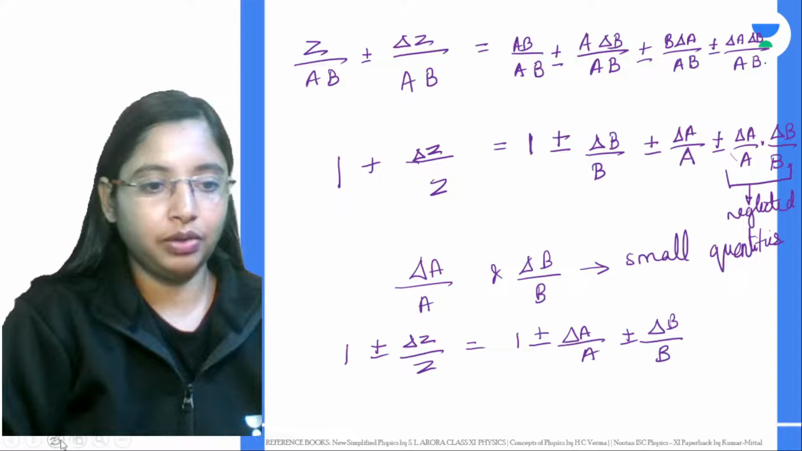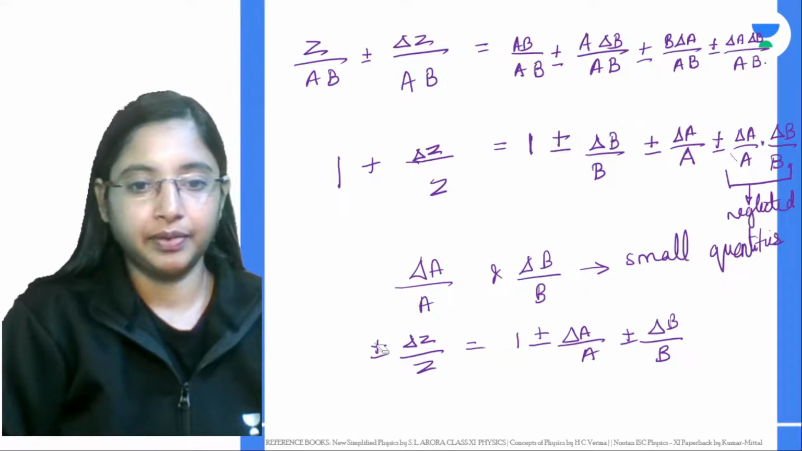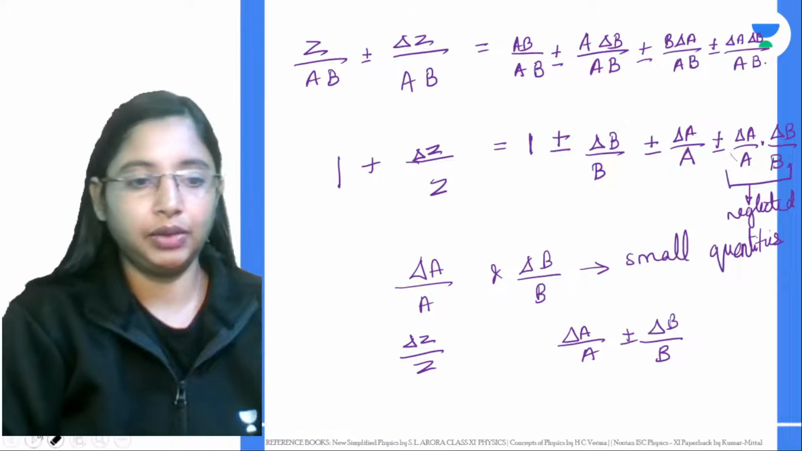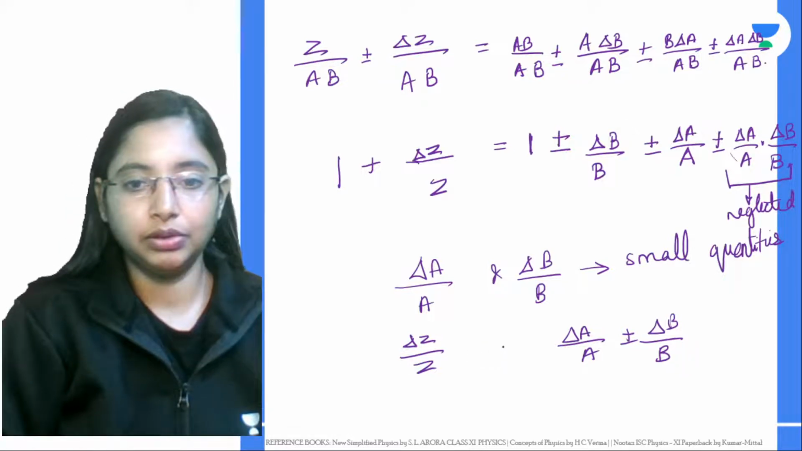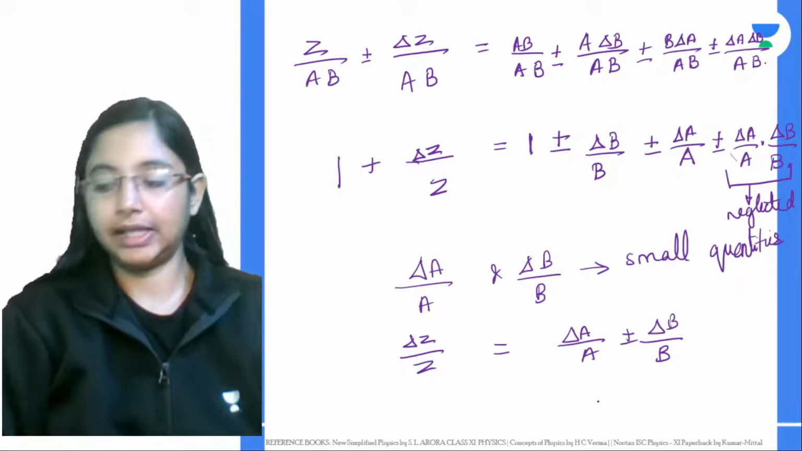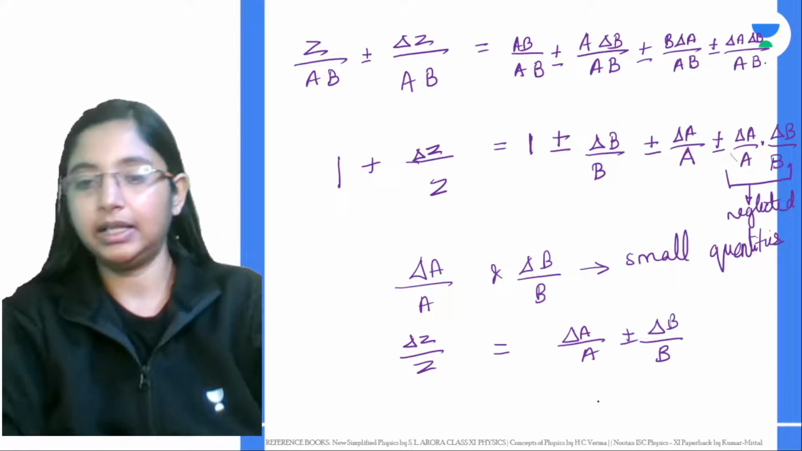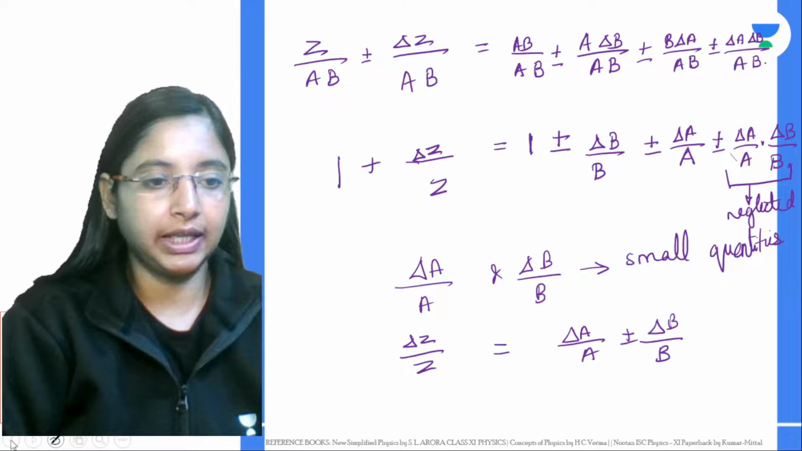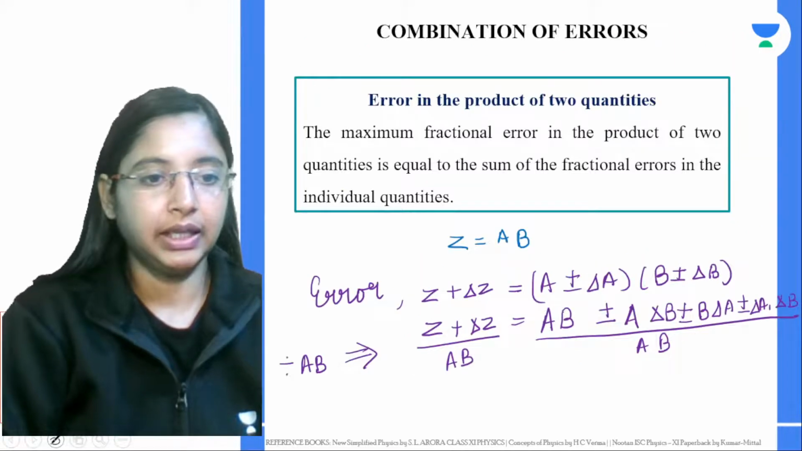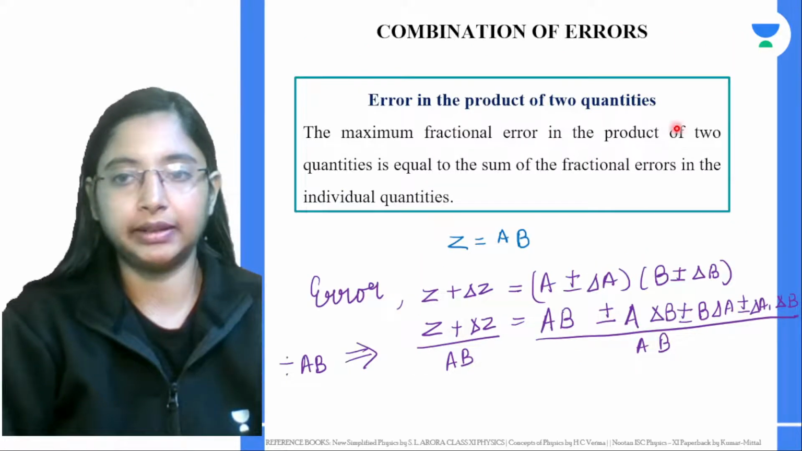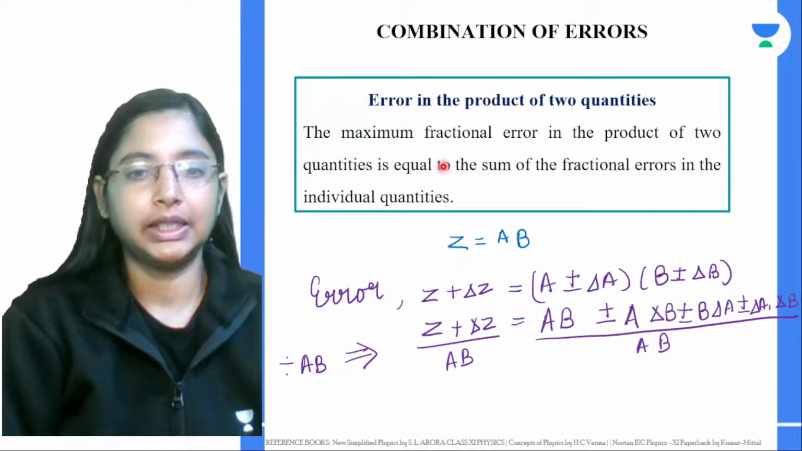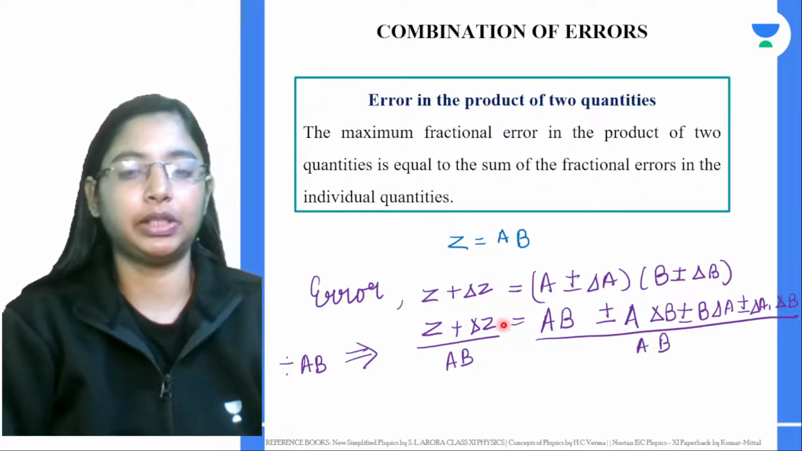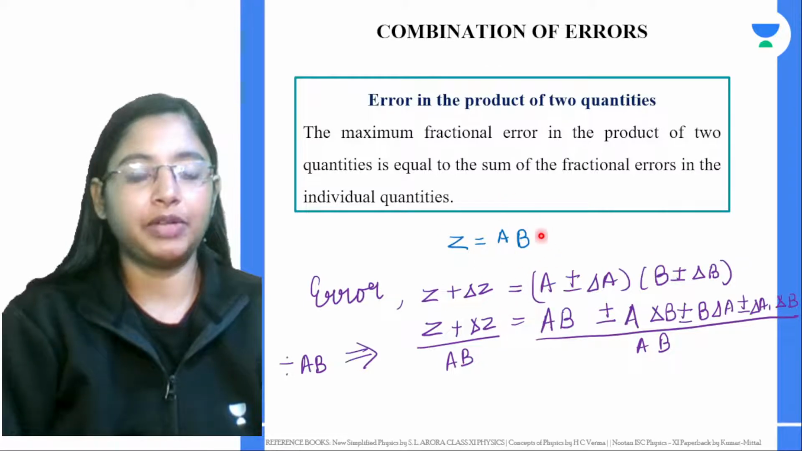This 1 on both sides gets cancelled, right? So finally you will have delta Z by Z equal to delta A by A plus delta B by B. So from here you can say the maximum fractional error in a product of two quantities is always equal to the sum of the fractional errors in the individual quantities. Okay, maximum fractional error you're getting.